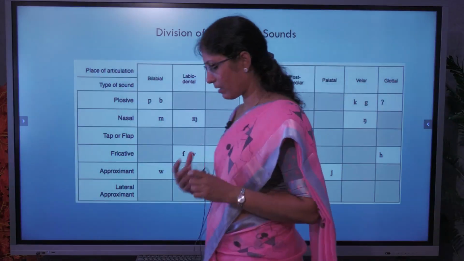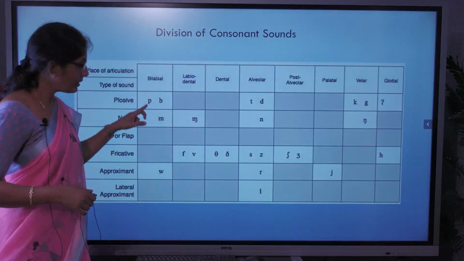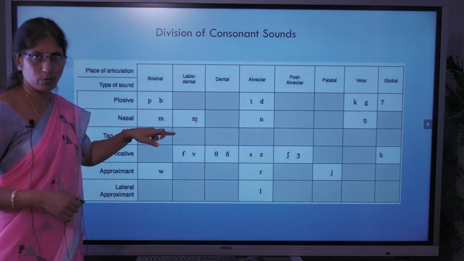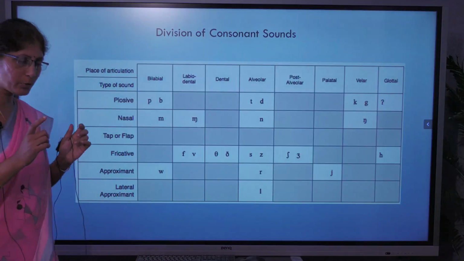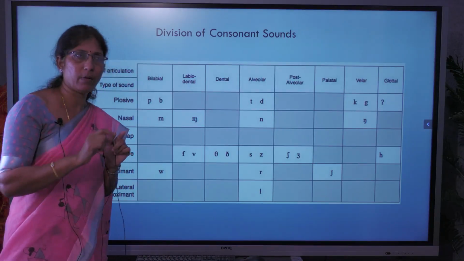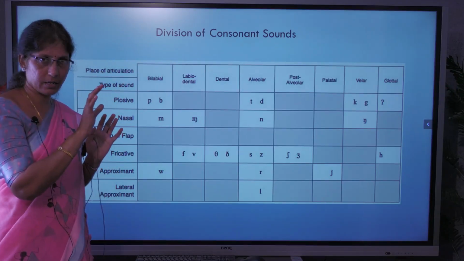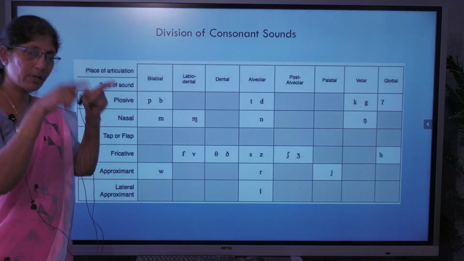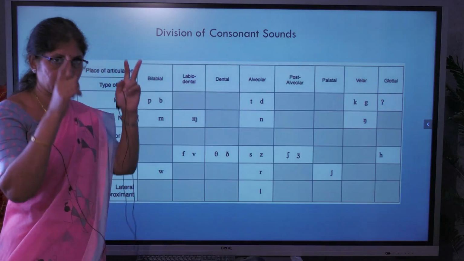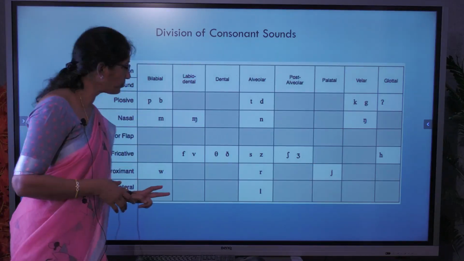Suppose let us take the first 2 examples. P, B. Okay, these are phonemes, these are not alphabets. Here each one is a sound. So a phoneme should be represented in between 2 vertical bars, then only it is a phoneme. If you write P like this, just write, that is an alphabet. But if you write it in between 2 vertical bars, then it is a sound. That's why phonetic transcription is in between 2 vertical bars. So these are all phonemes.